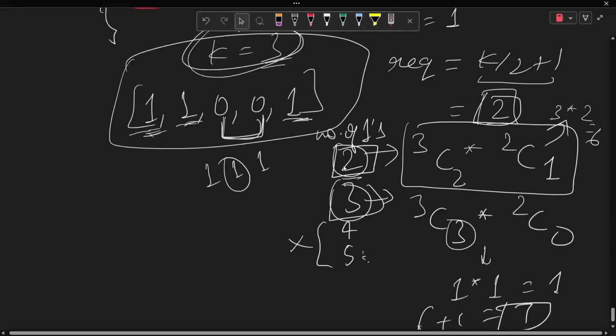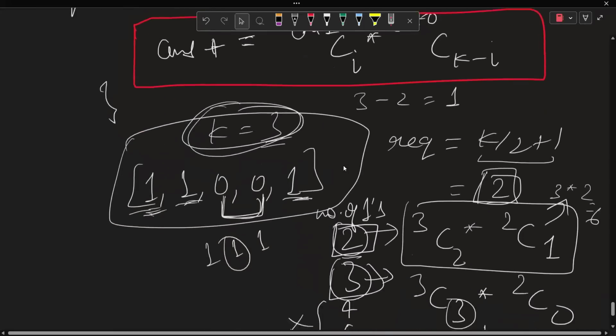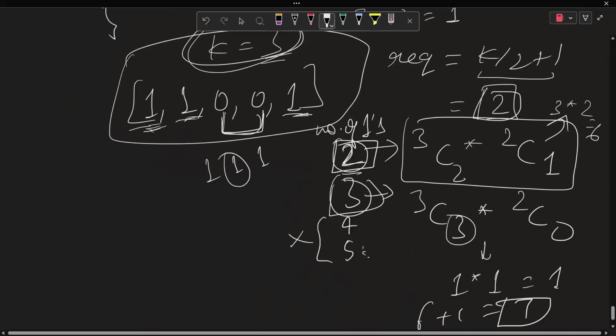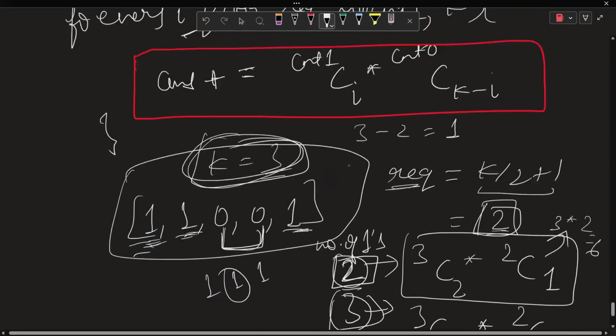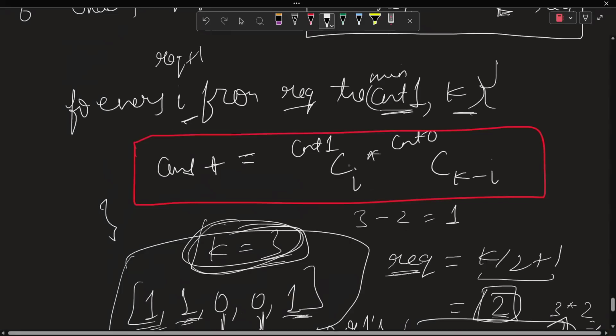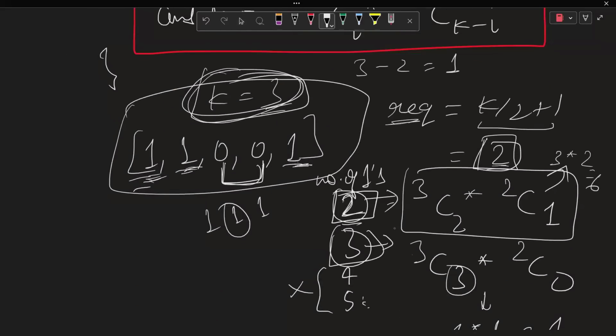So this is what we have generalized as a formula. What I wrote is, I have iterated for all the I from required. Required was 2, up till either k or the number of ones. So I have iterated from required to minimum of count 1 or k. I have iterated through this, and for every I, what I am writing is this.